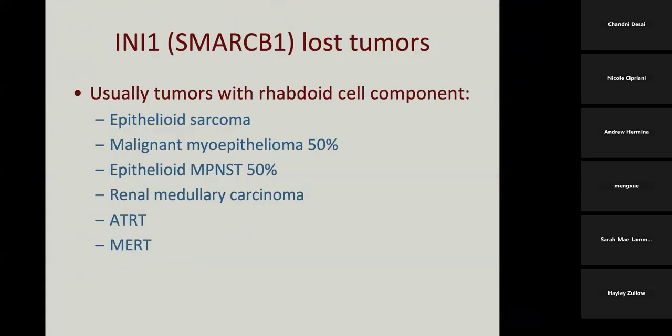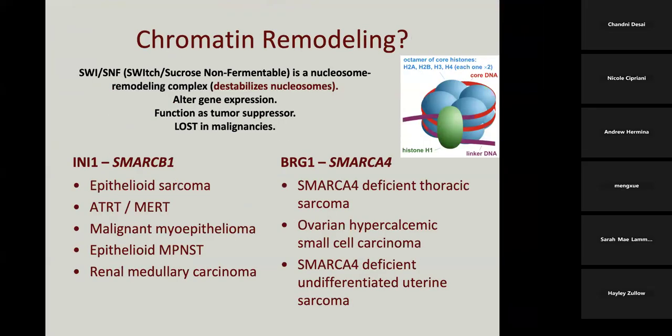INI1 lost tumors are generally those that have some amount of rhabdoid cell component. Some of them are listed here. More are listed here. So whenever we have rhabdoid morphology or possible INI1 tumor, I always do both the INI and the BRG because if it's not one, sometimes it's the other. And we're now discovering that sometimes a tumor that was thought to have loss of one in small percentages can also have loss of the other. So they kind of work in concert. These are the tumors that we know have loss of either one of these two markers. Please read it on your own time.